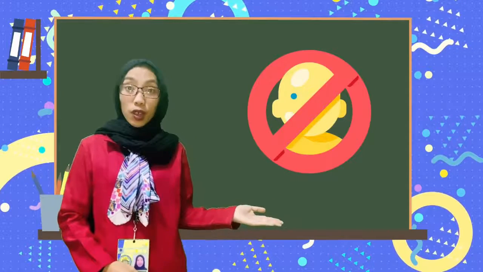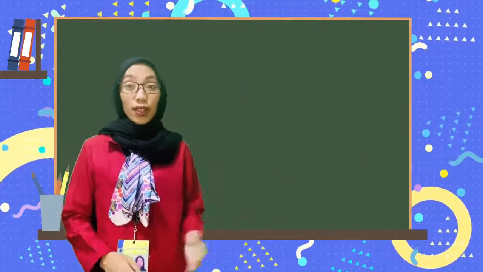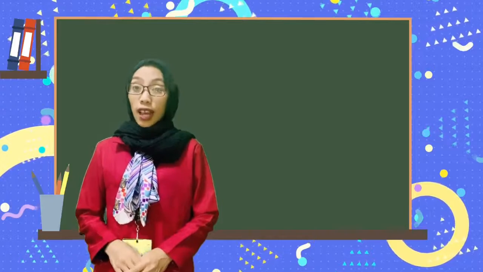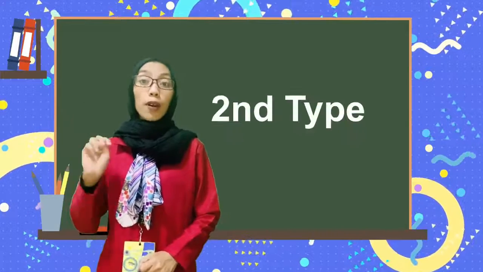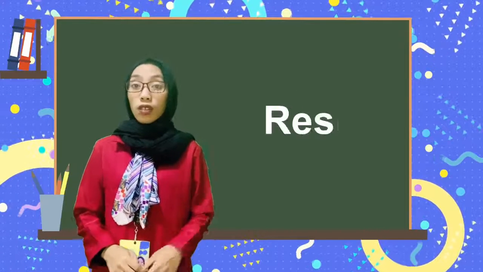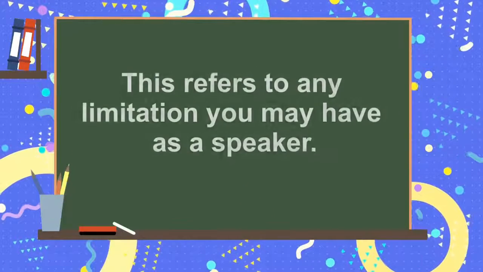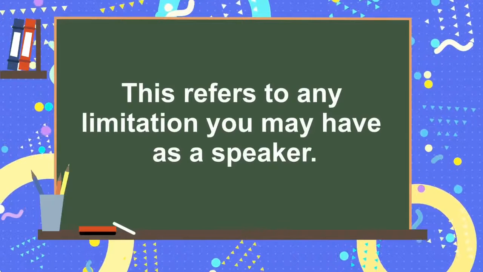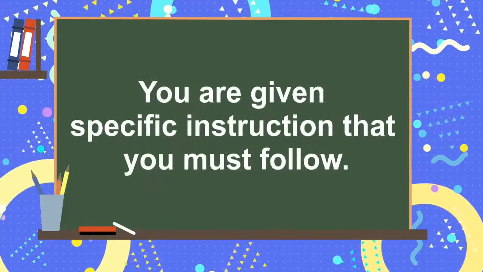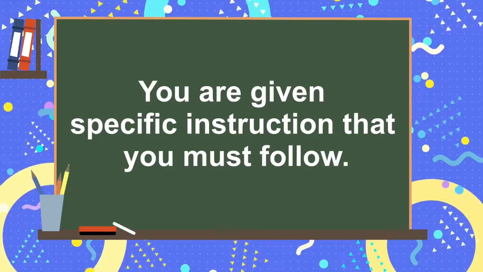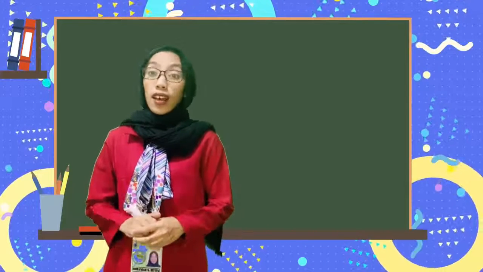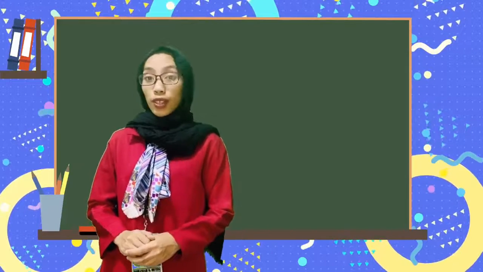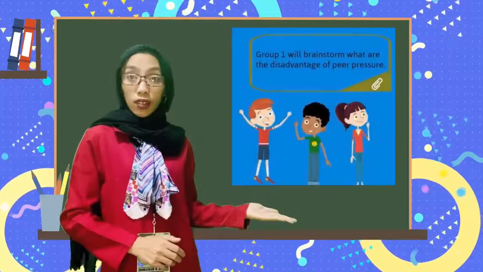Look at this picture. What can you say about it? Okay, you are correct. This may actually mean stop. This could be illustrated by the second type of communicative strategies, which is called restriction. This refers to any limitation you may have as a speaker. You are given specific instructions that you must follow. These instructions confine you as a speaker and limit what you can say.